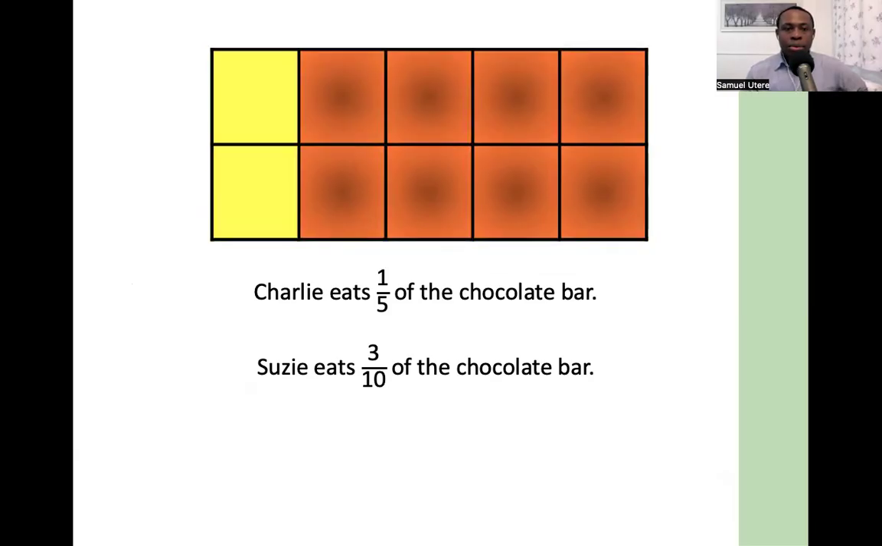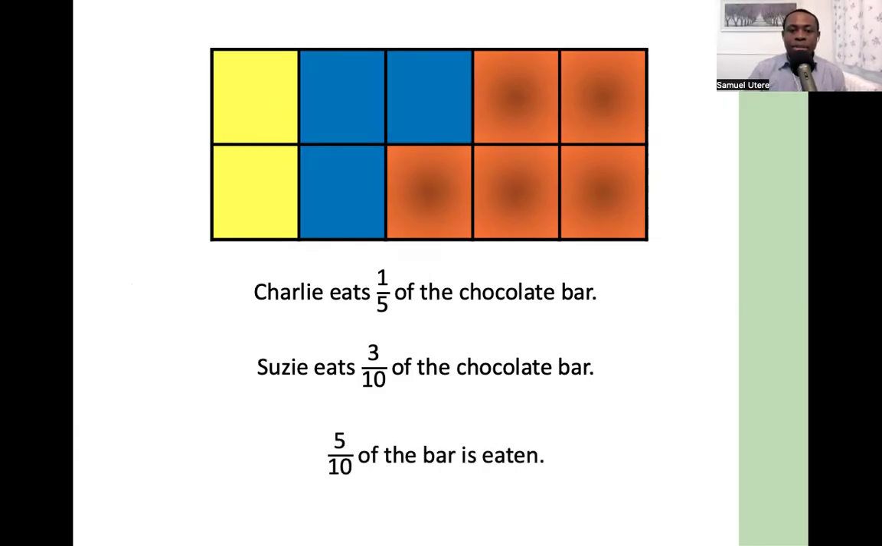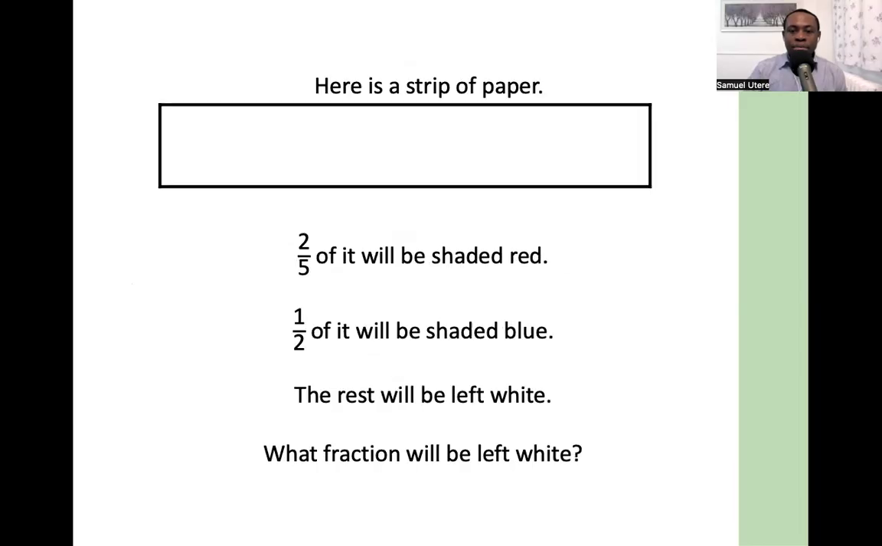So that's for 1/5 because you can see that this has 5 columns or 5 groups of 2. And then if we want to shade 3/10, it will be 3 out of the chocolate bar. Now, if you add these, you will see that that is equivalent to 5/10, which is half when you simplify.